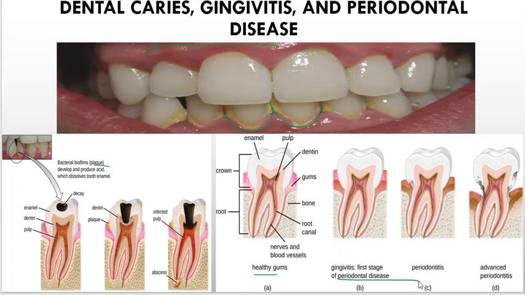Healthy gums, first stages. I think we already talked about that. You guys can look at that for yourself.